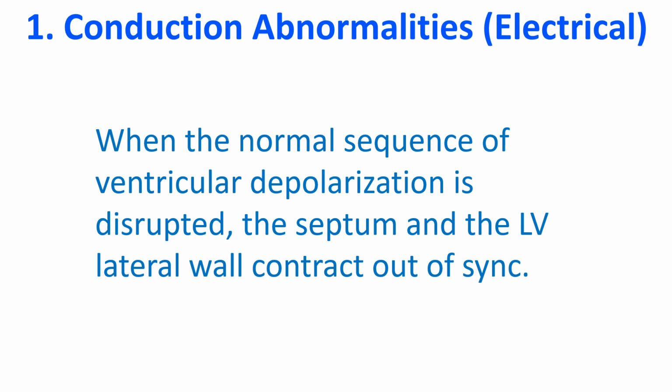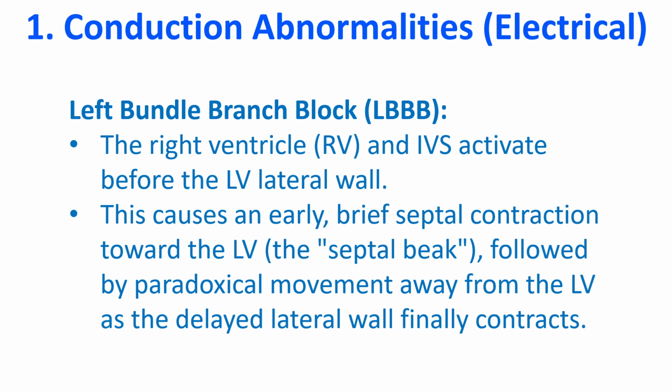constraint. Conduction abnormalities. When the normal sequence of ventricular depolarization is disrupted, the septum and the LV lateral wall contract out of sync. Left bundle branch block. The right ventricle and IVS activate before the LV lateral wall. This causes an early, brief septal contraction towards the LV, the septal beak, followed by paradoxical movement away from the LV as the delayed lateral wall finally contracts.